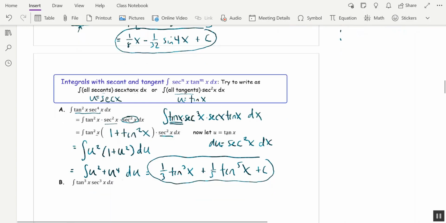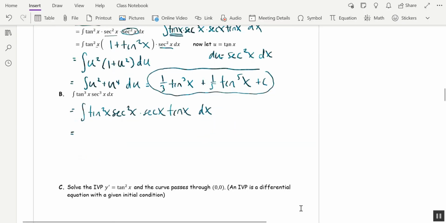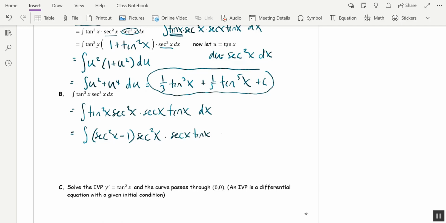Okay, this one, again, pulling out a secant squared isn't going to help me. I suggest you try that. I need to pull out a secant tangent. So this is the integral of tangent squared x, secant x, tangent x dx. Let's rewrite tangent squared as secant squared minus 1 by the Pythagorean identity, and then we're left with secant squared, secant tangent, dx.